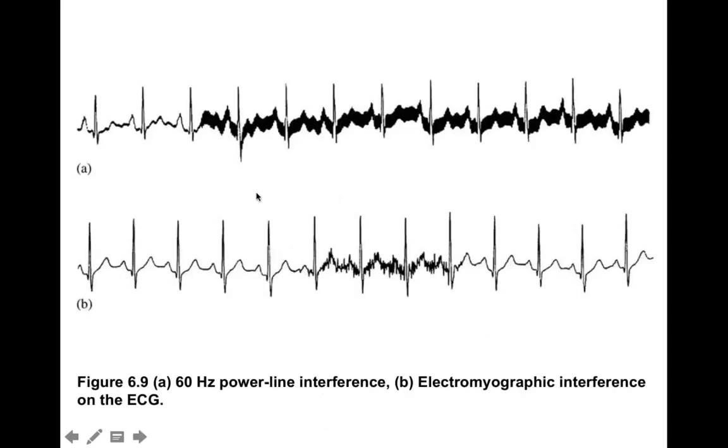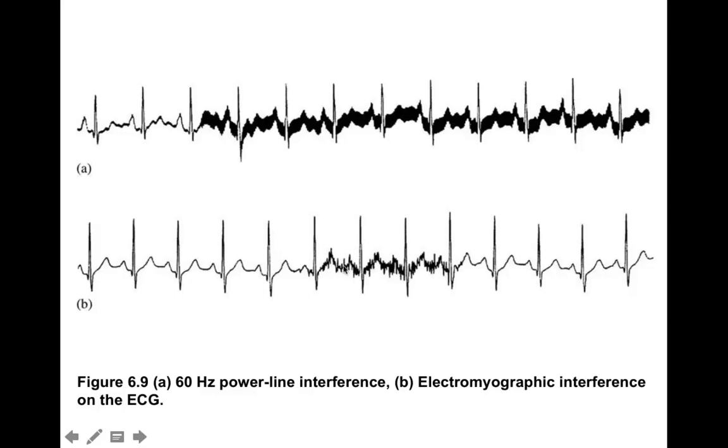This is an example, two different examples. The top example, figure A, shows what it looks like when we have interference from a 60 hertz power line, and you can see that that's most obvious on the lower frequency portions of the signal. And then this bottom trace illustrates what happens when we have EMG interference. So remember, EMG is your muscle signature. It tends to be significantly higher frequency than most regions of the ECG.